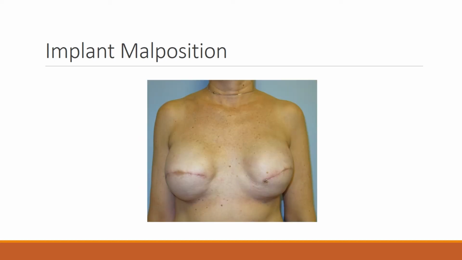This is another example of implant malposition. The left breast implant in this patient is placed laterally or out towards her armpit. Again, this can be fixed. It would mean a return trip to the operating room in which the scar tissue is released and the implant is placed back into place and then reinforced either with sutures or acellular dermal matrix.